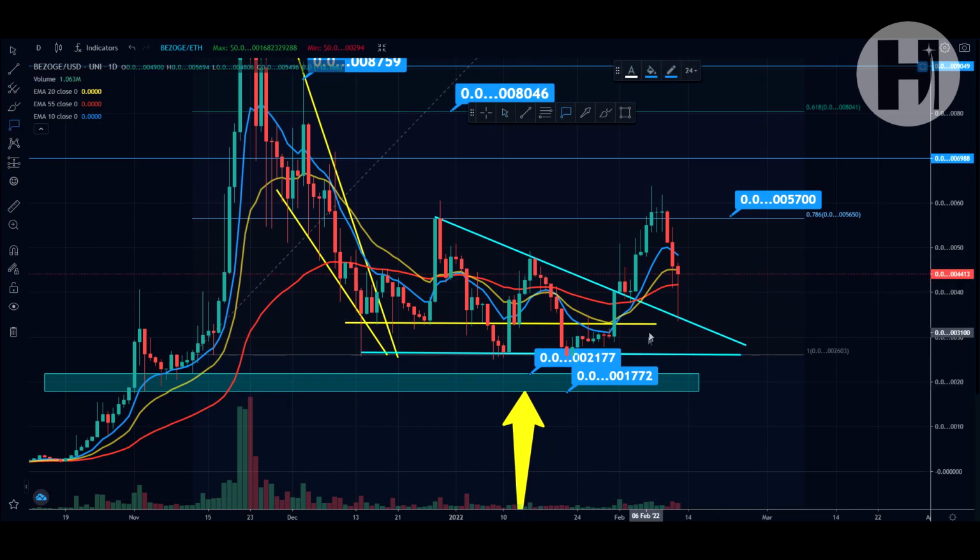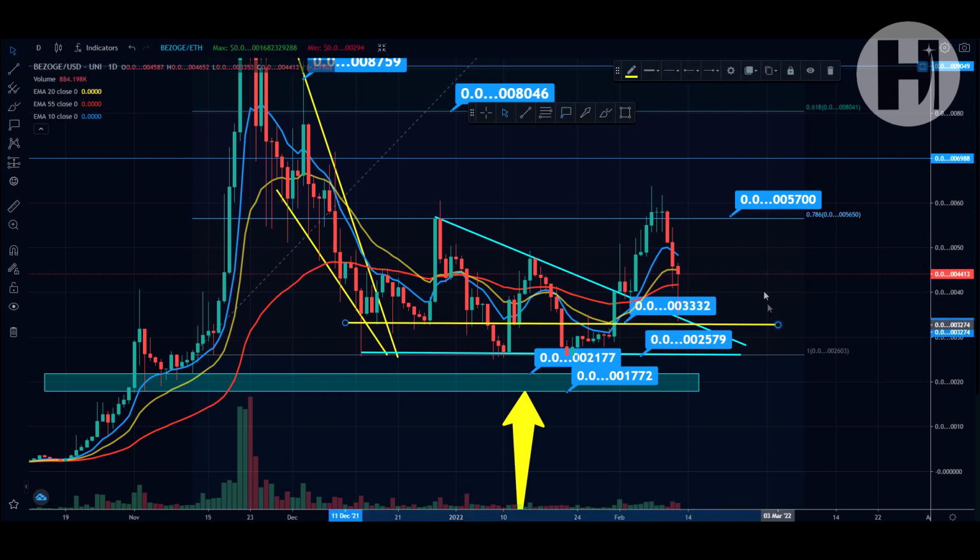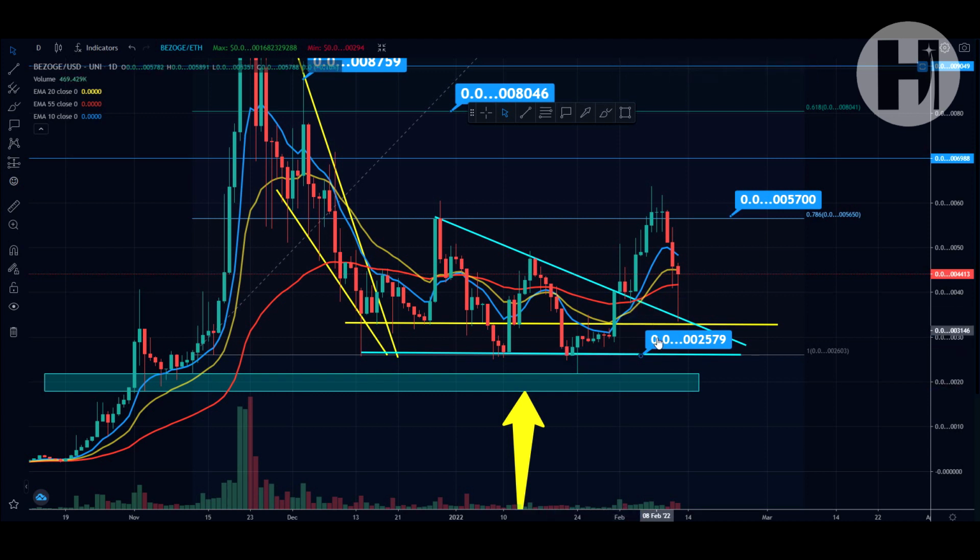Now, another support level that you want to eyeball is the support of the descending triangle that we had at 002579, and above that we have this yellow trend line that was holding us as support actually a couple of times. So we had a bounce over here once, 2 times, 3, 4, 5, 6, 7, 8, 9, 10. So around about 10 touches off of this area. So 003332 is a great support area that we can bounce off of, and 002579 is the support of the descending triangle that we are potentially going to come back into.